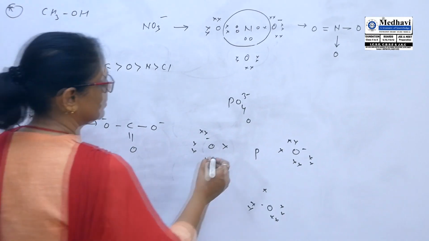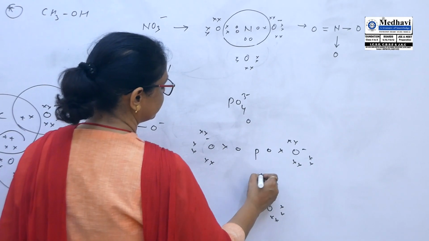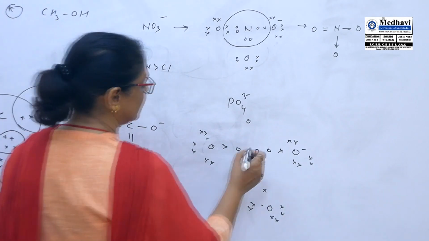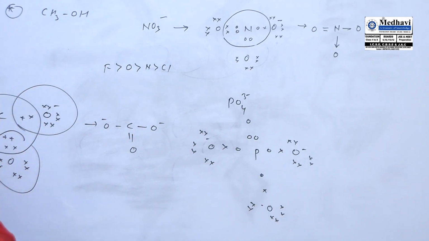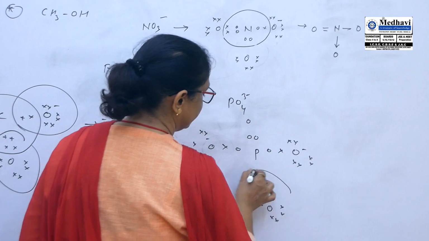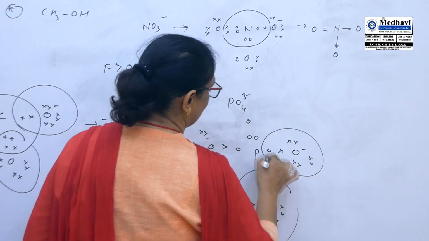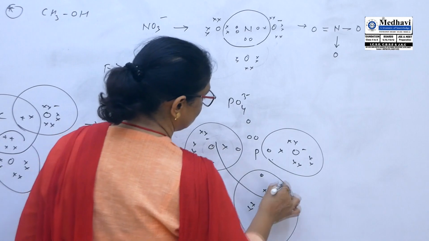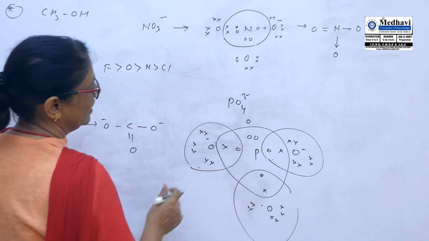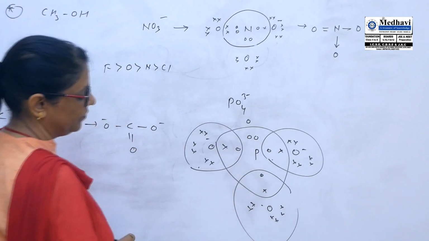Phosphorus has 5 valence electrons, 1 will be here. It has 5 valence electrons, 2 will be here. Now, phosphorus octet has been completed. Octet of oxygen ion has been completed, and phosphorus octet has also been completed without using this oxygen electron.